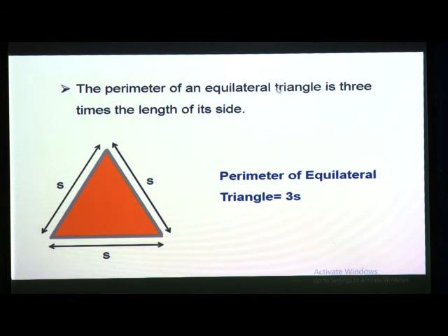The perimeter of an equilateral triangle is 3 times the length of its sides. As we know, in an equilateral triangle all the 3 sides are equal. Then instead of taking s plus s plus s, we take the number of sides, that is 3, into the length of one side, that is 3s. So the perimeter of an equilateral triangle becomes 3s.